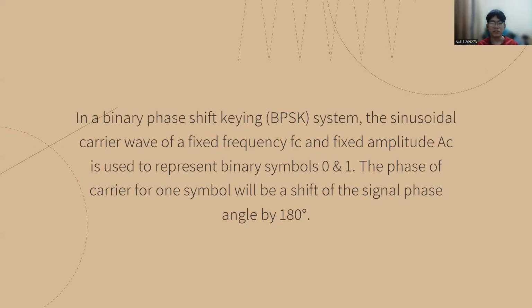In a binary phase shift keying system, or BPSK for short, the sinusoidal carrier wave of a fixed frequency, we can denote them as FC, and a fixed amplitude, we can call them AC, is used to represent binary symbols 0 and 1. Specifically, for BPSK, the symbol is 1 bit. The phase of carrier for one symbol will be a shift of the signal phase angle by 180 degrees.